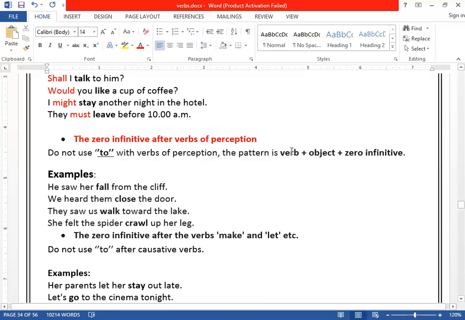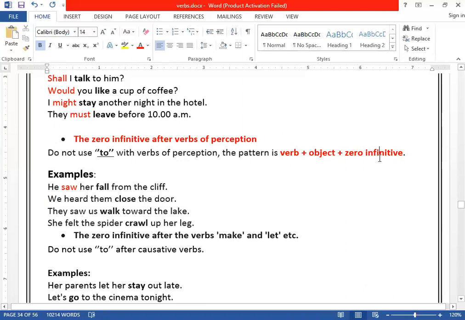With perception verbs we use verb plus object plus zero infinitive. How? Let me explain it. He saw. Can you see? Saw is a perception word, a verb of perception. Can you people see this formula here? The formula is already written here: first the subject, then the verb, then the object, then the bare infinitive.